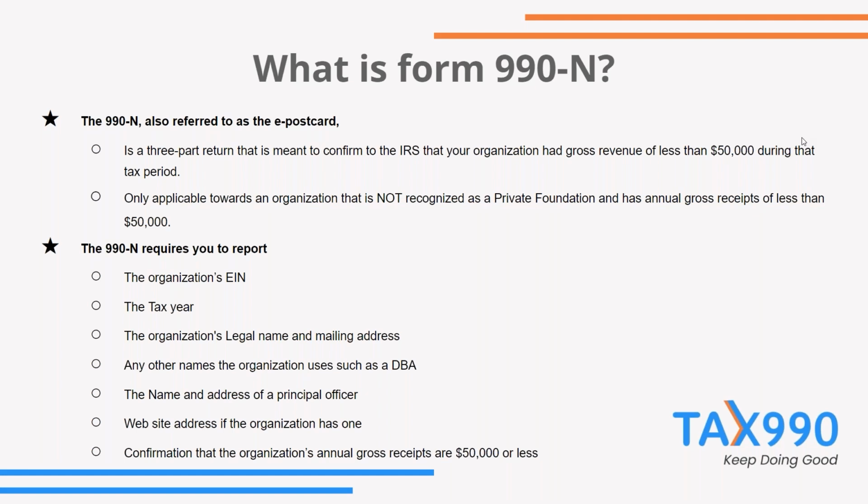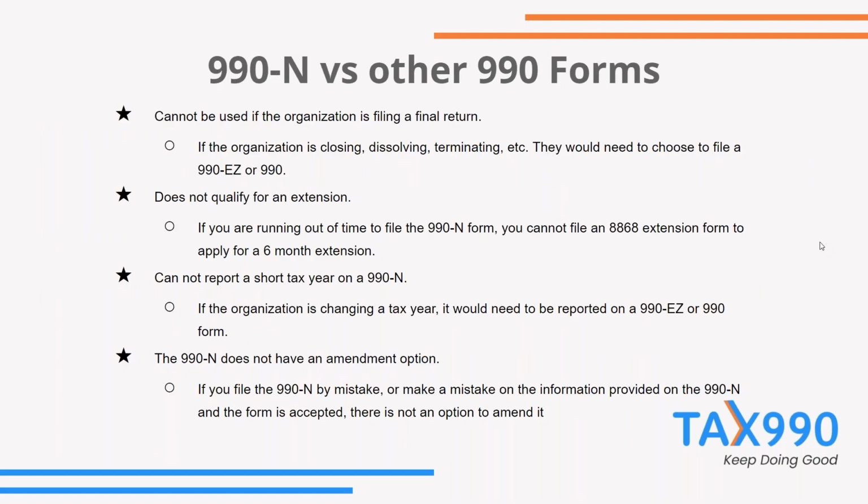The 990N is only applicable towards an organization that is not recognized as a private foundation and has annual gross receipts less than $50,000. The 990N has a few more restrictions than some of the other 990 series returns. As mentioned, it is only used to report the organization made less than $50,000. If your organization needs to report any additional information, they would need to choose to file a 990EZ or a 990 form. The 990N cannot be used if the organization is filing a final return.